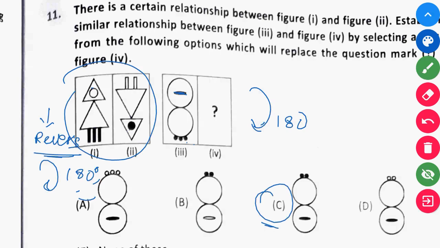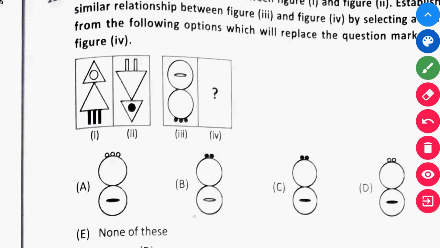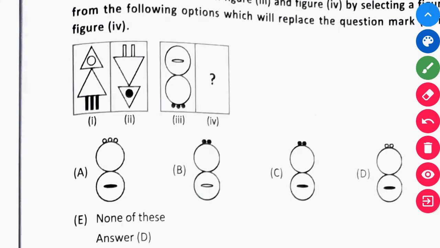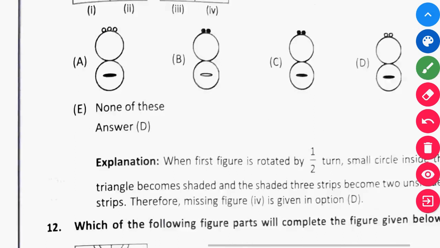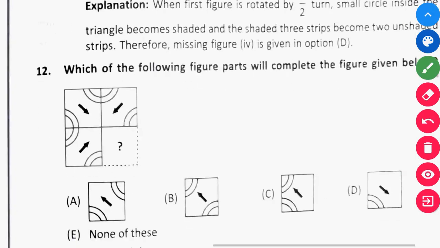So it is option C. Only 2 dots, 1 dot is less. This portion is shaded and reverse the figure. No, no. B is not the answer. So D is the option. Very good. You are alert. Okay. So D is the answer because the shaded portion turns into a non-shaded portion.